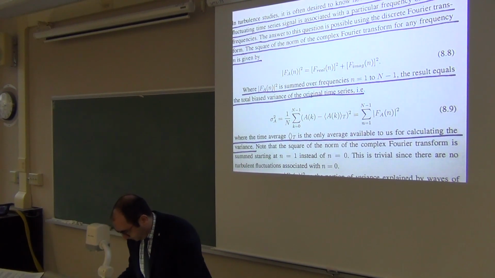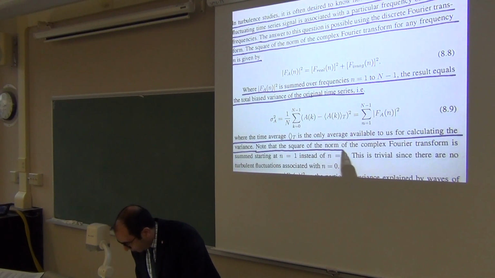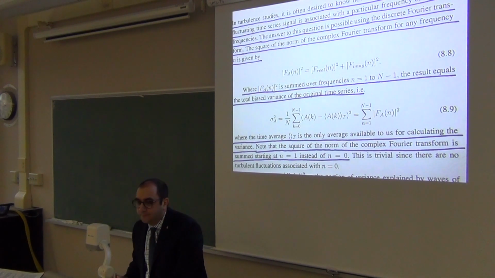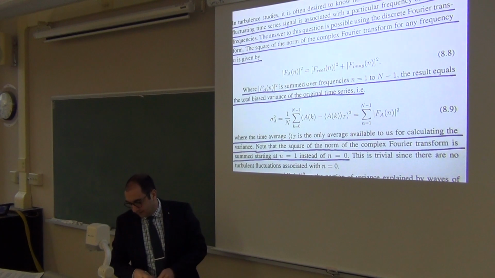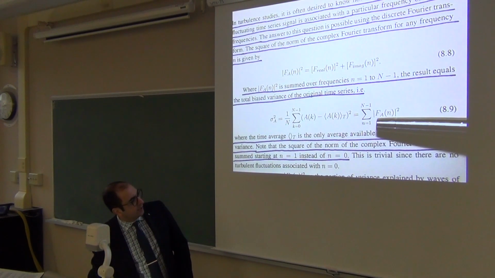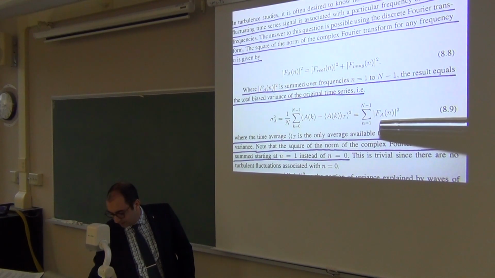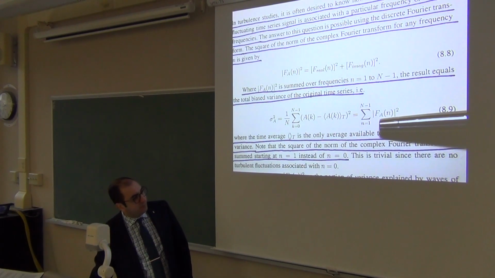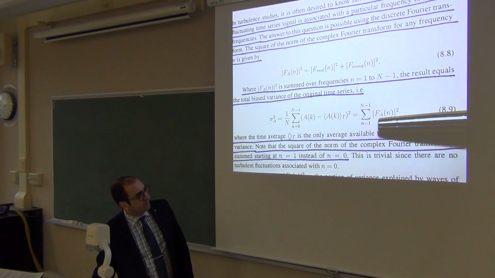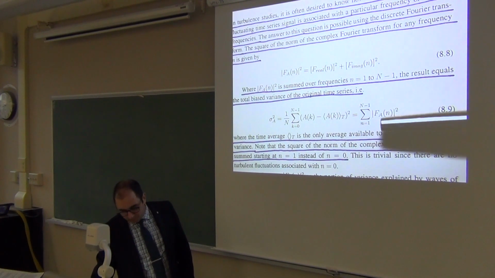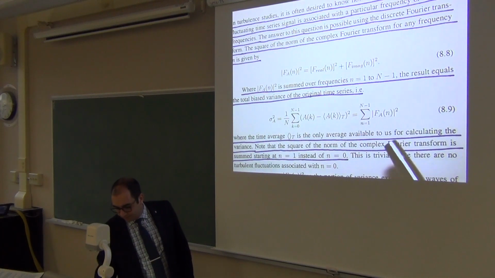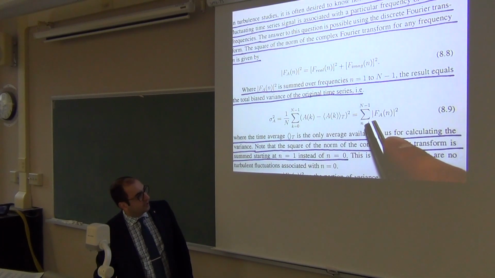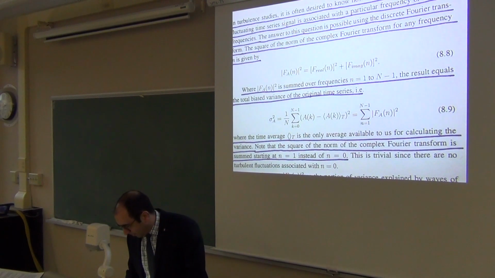You must note that the square of the norm of the complex Fourier transform is summed starting from 1 instead of 0. Can anybody answer that? Why is this sum starting from 1 but not 0? Why am I neglecting the first term? Yes, again, the online viewer is right, because n equal to 0 is associated with the mean value or average. The mean value or average of a signal does not contribute to variance. Variance results from fluctuations. So I need to start from the first harmonic and so on.